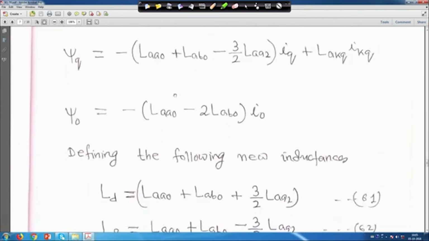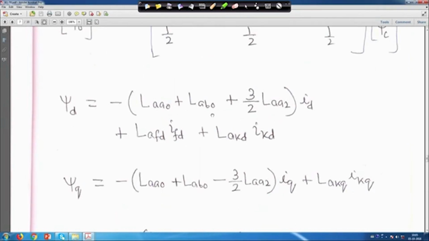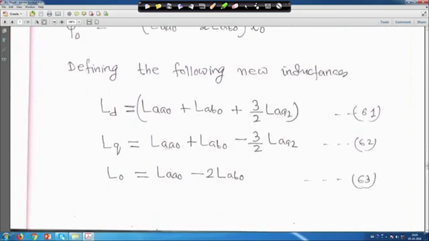So in this case, now defining the following new inductances. Suppose we define LD is equal to LA0 plus LAB0 plus 3 by 2 LA2. This is equation 61. We define this as LD because it is related to psi d. Similarly, LQ is LA0 plus LAB0 minus 3 by 2 LA2. This is equation 62. And similarly, L0 is equal to LA0 minus 2 into LAB0. This is equation 63.